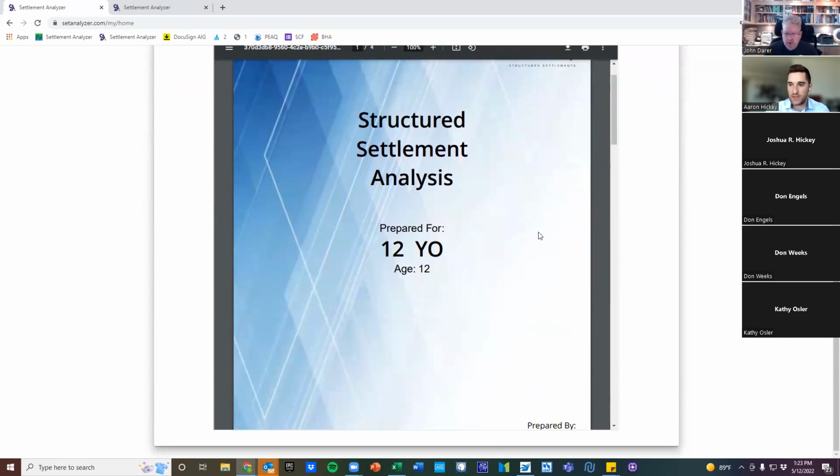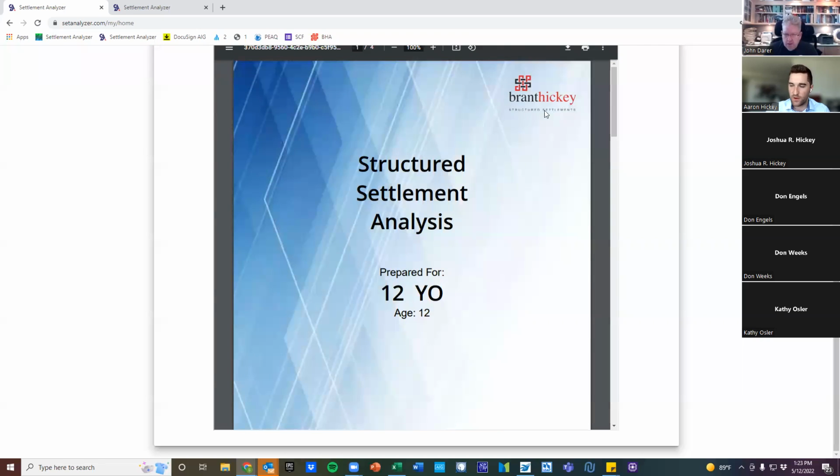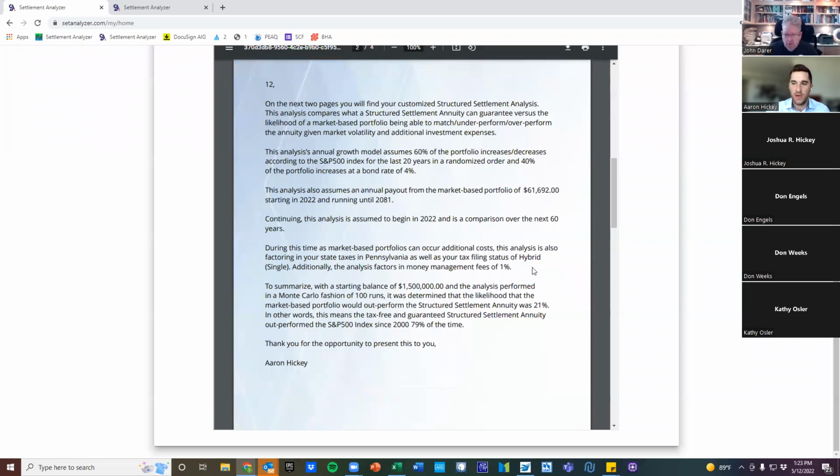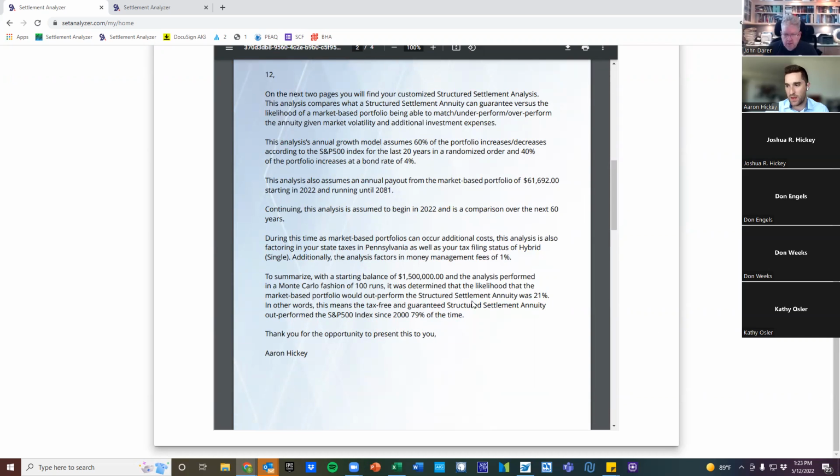So to show you guys, this is the first page. It simply says who it's for. It'll have your logo up here and your name down here. This second page is just a really brief outline of the analysis that was run, so that this piece of paper gets into their hands and you're not there to explain it. They can at least understand the process that was went through to get the outputs.